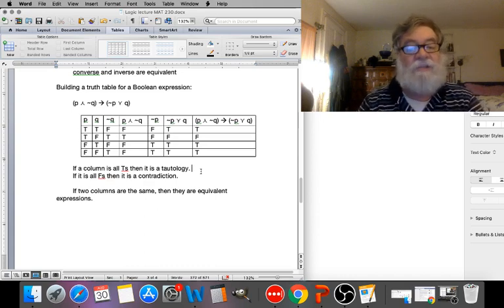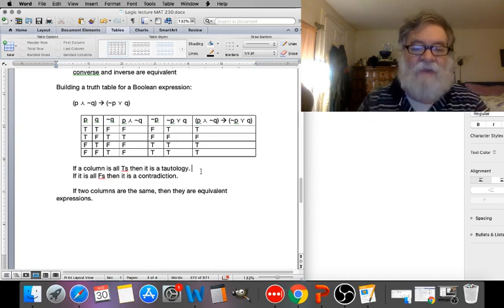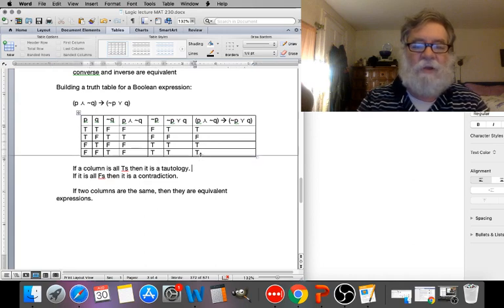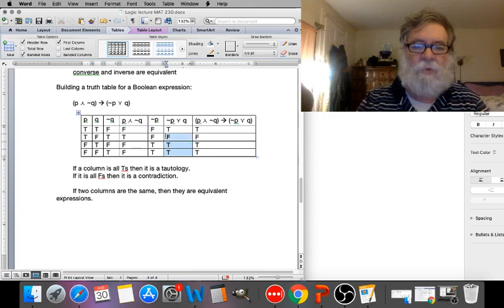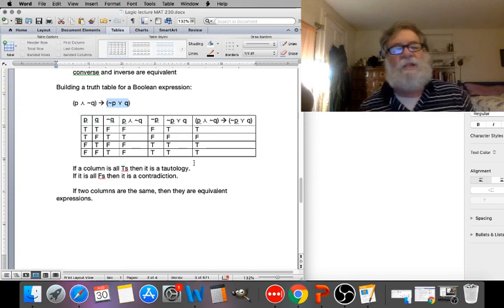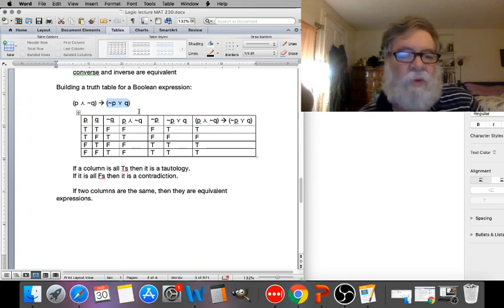Okay, if it's all falses, then it's called a contradiction. If two columns are the same, then they're equivalent. So this column right here, true, false, true, true, is the same as this one, which means that this longer expression is actually completely equivalent to this last expression right there. So if you were dealing with this in some sort of Boolean algebra context, you could actually replace the whole expression by just this much smaller one right here.